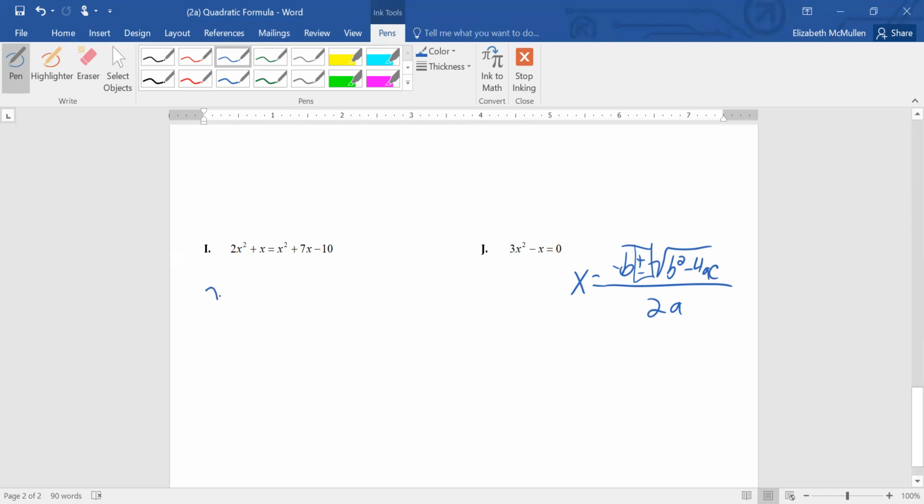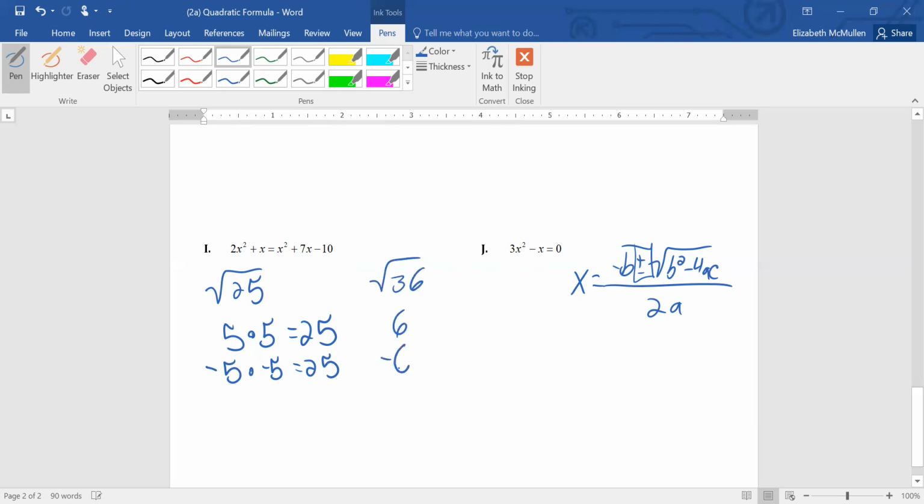You all know the square root of 25 is 5, right? Because 5 times 5 equals 25. But what else equals 25? Negative 5 times negative 5 equals 25, right? Because a negative times a negative gives us a positive. Same way if we were to say the square root of 36, well, that's 6, but negative 6 times negative 6 also gives us 36. Or if I said the square root of 81, well, it's 9, but also negative 9.